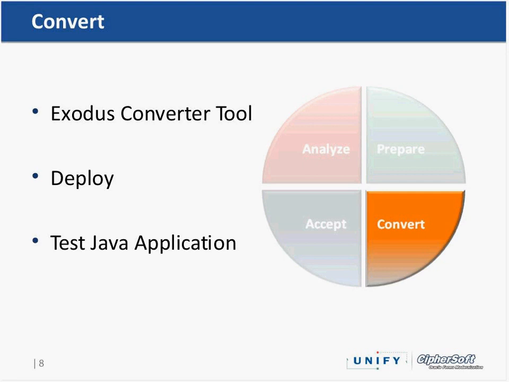Now, what the CypherSoft Exodus tool does for deployment is it creates a WAR file as part of the conversion step. And if multiple phases were decided upon during the analyze step, each phase would be delivered as a separate set of converted forms and WAR files.